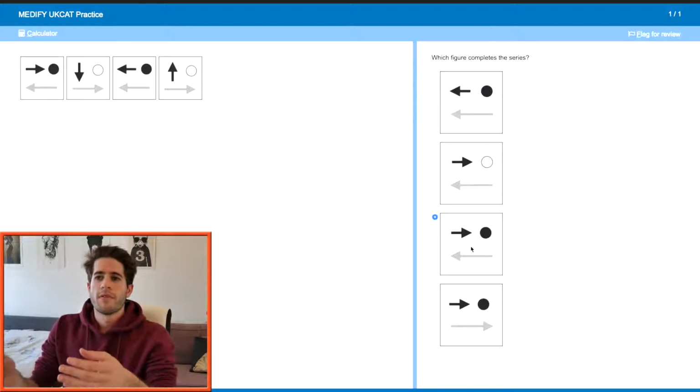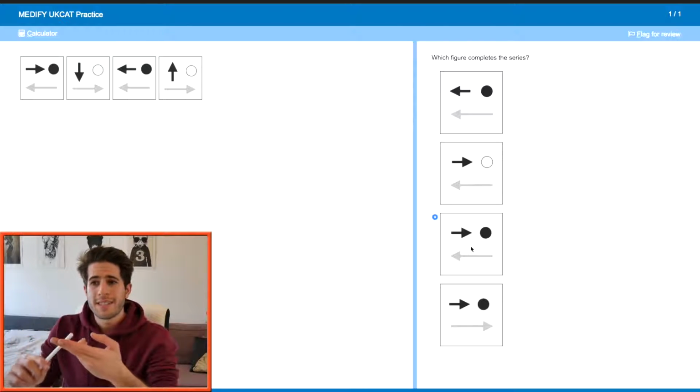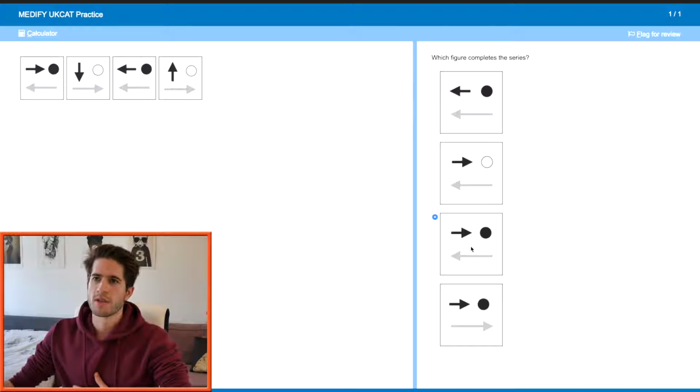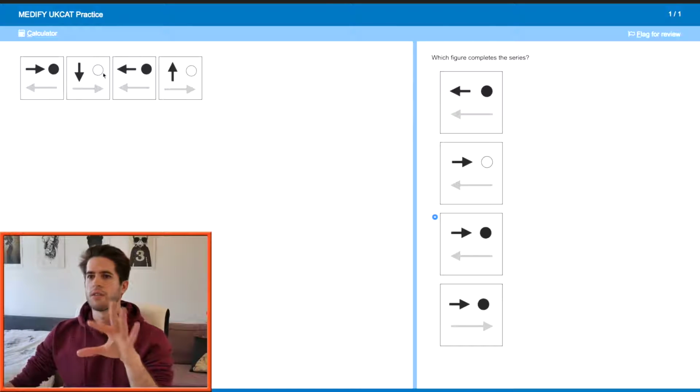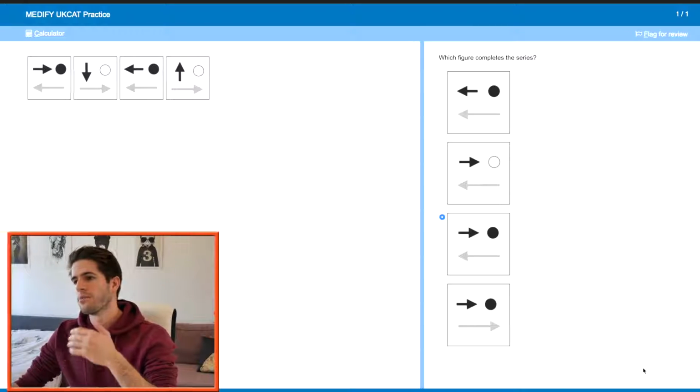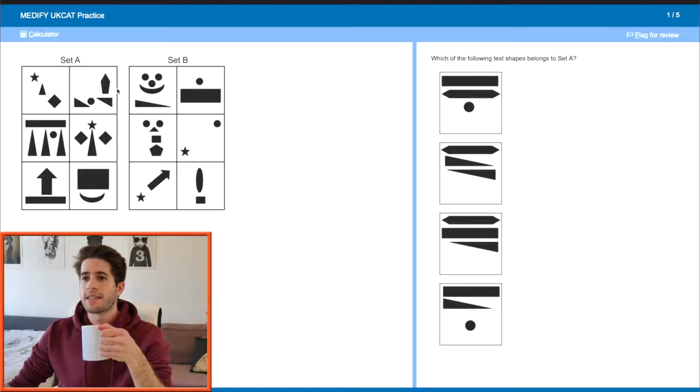This is an example of a very simple question that through very systematic and logical reasoning, you can come to a good conclusion. So like we said, instead of looking at this in one go and getting confused, you take one shape at a time and see what changes and you move on. Okay, so this is our first set A, set B question.